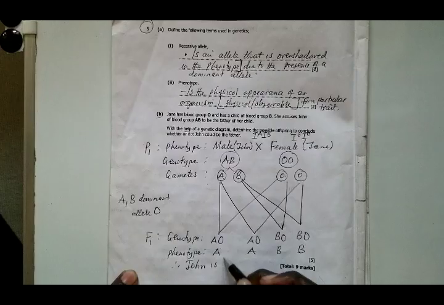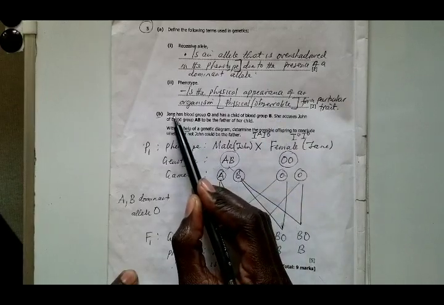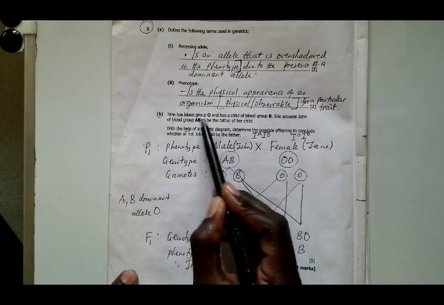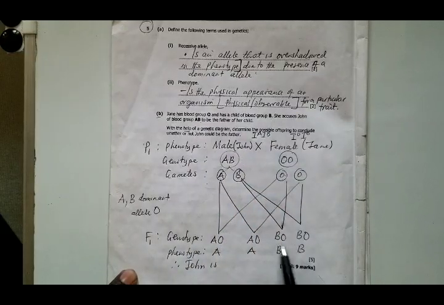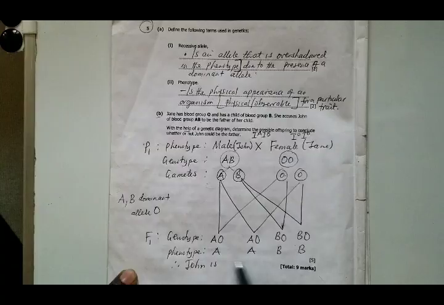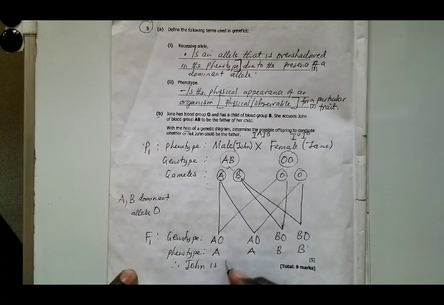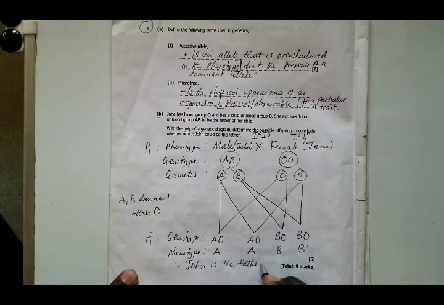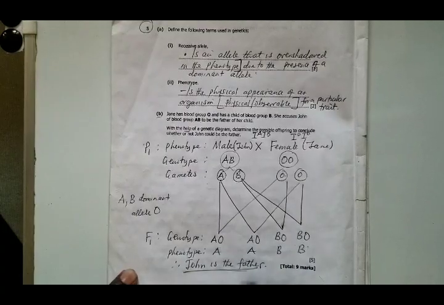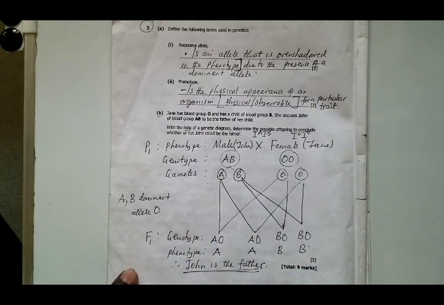So when you look at it, let's go back again to the question. It says Jane has blood group O and a child of blood group B. So you can see here, it's not possible that they can have a child who is in blood group O, but a child who is in blood group B is possible. So John is the father. It doesn't mean you have to just say so, you need to use a genetic diagram so that you are able to explain that.